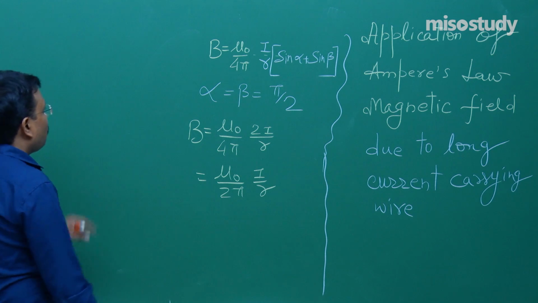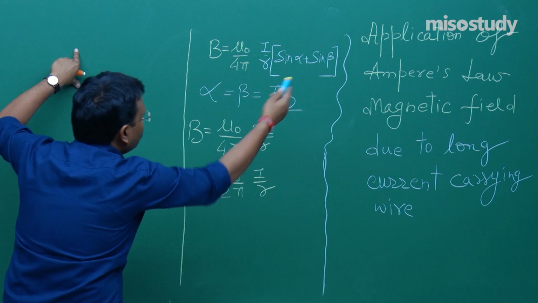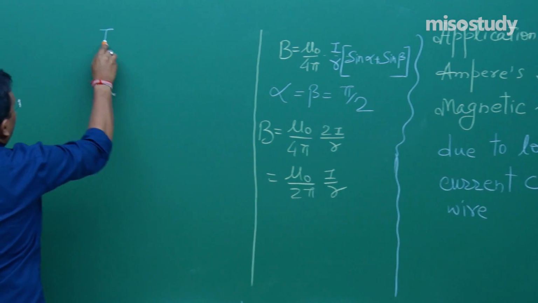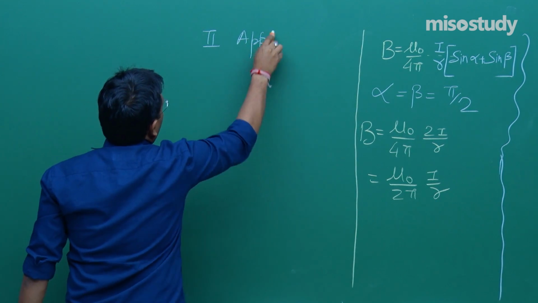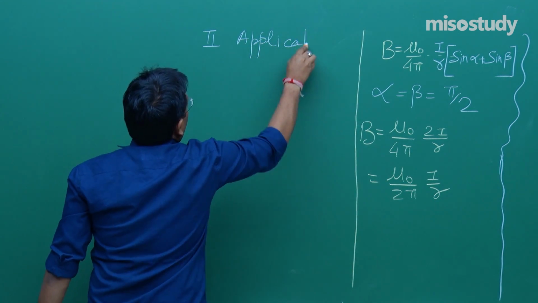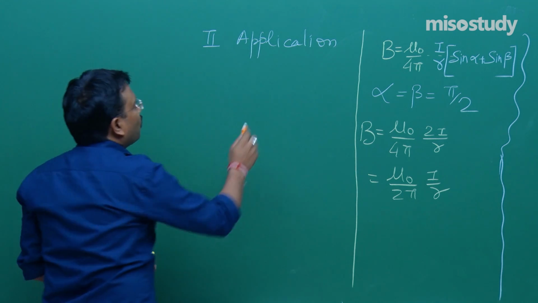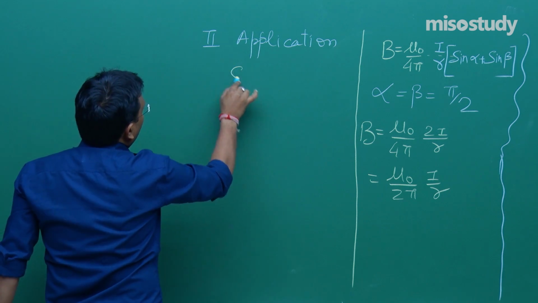Now, students, one more important aspect associated over here is the second part of the application. What is that? I would like to mention a name over here, and that name is solenoid.